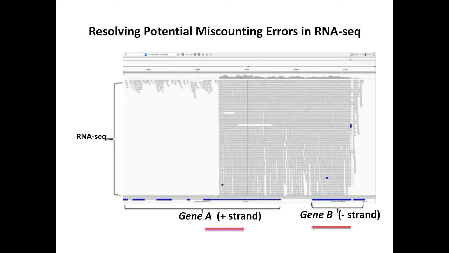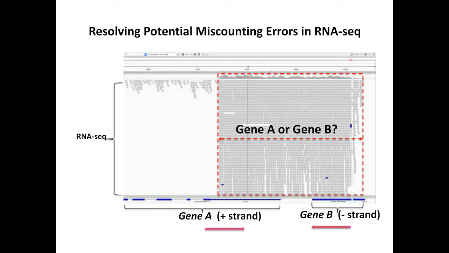We also had another issue, as you can see here. On the left side we have gene A, which is on the positive strand, and on the right side we have gene B on the minus strand. In gene A, the direction is from left to right, and gene B goes from right to left, because they are on opposite strands. The question was, because you can see all these reads between gene A and gene B, it was not clear where these reads belong.